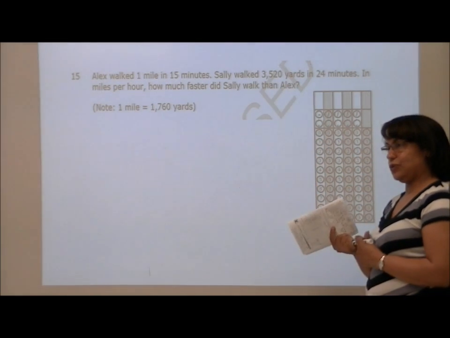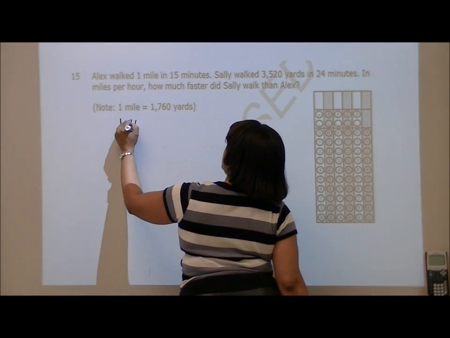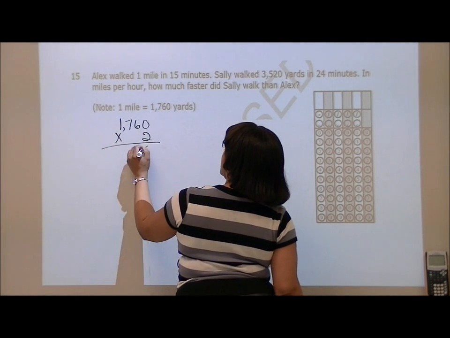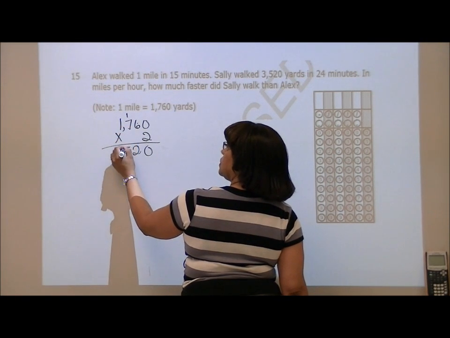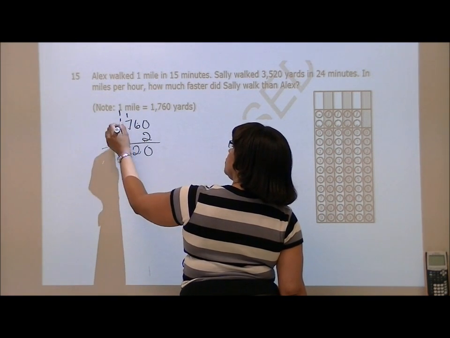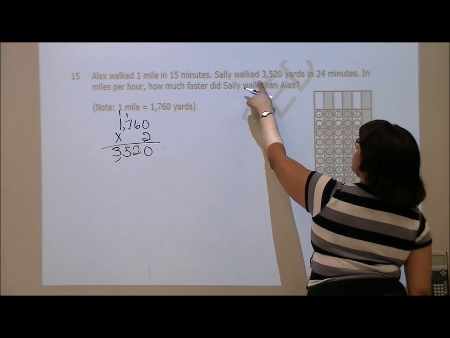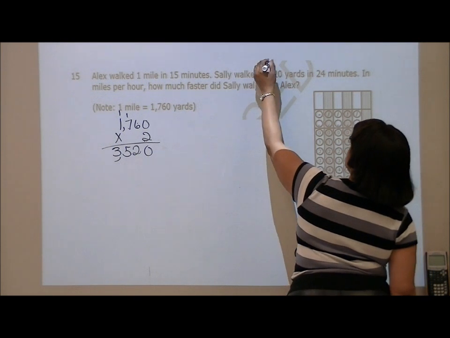And I thought 2. So if I were thinking like you, you might say, let me check it out. You can divide, but I think it's easier to multiply. So 2 times 6 is 12. 2 times 7 is 14, plus 1 is 15. 2 times 1 is 2, plus 1 is 3. So we see it's just 2 right here. When Sally walks 3,520 yards, that's equivalent to 2 miles.